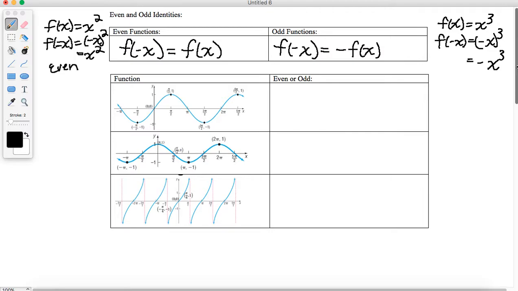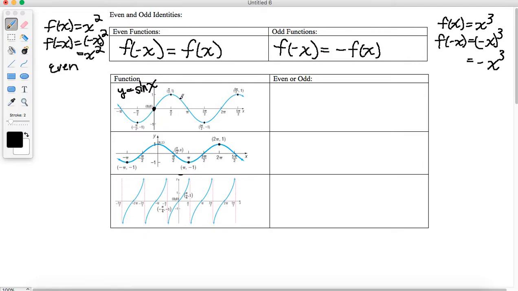And so we have our trig functions. We can test whether they're even, odd, or neither by using the exact same things. I know this may be hard to see, but this is my y equals sine of x. Remember, sine goes through the origin. If I want to find out if it's even or odd, I can do the same, f of negative x equals f of x.